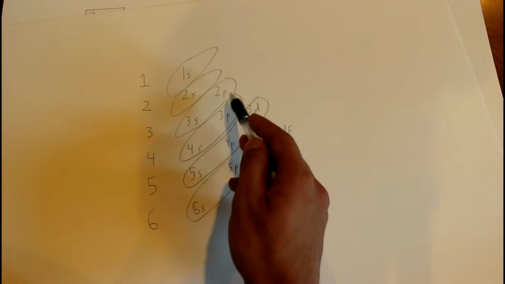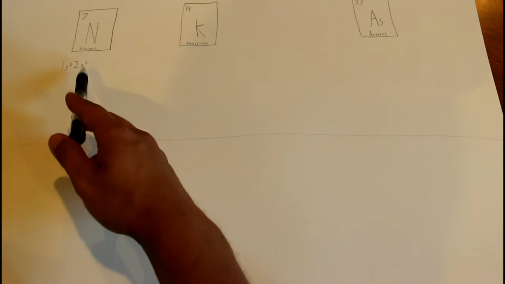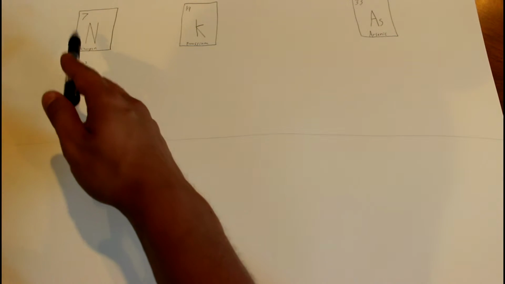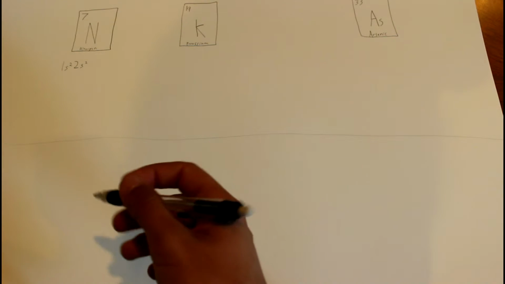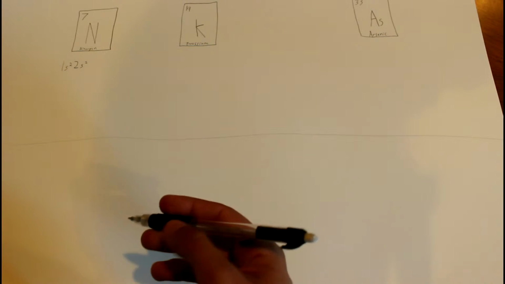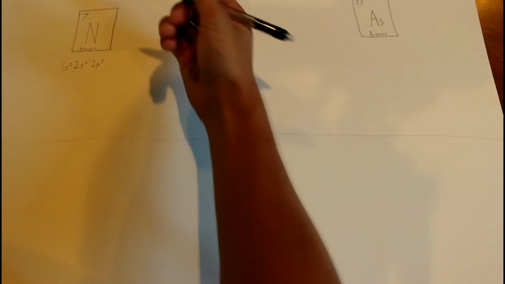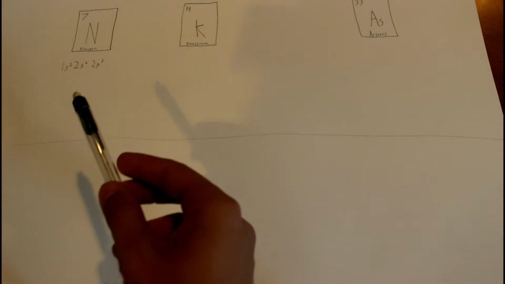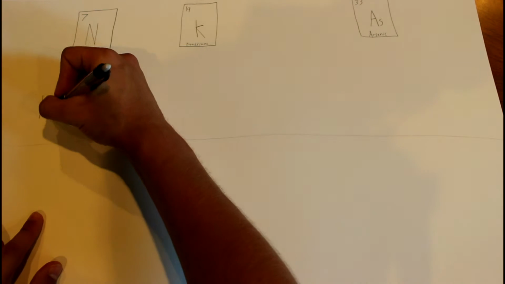Now we go to 2p. Now we've already used 4 of these electrons, leaving only 3 left. Because the p level is able to hold 6 electrons, we can just write the extra 3 electrons as a superscript right there. So it's 1s2, 2s2, 2p3. I'll write it bigger so that it's easier to see.